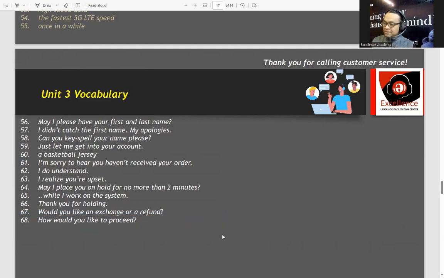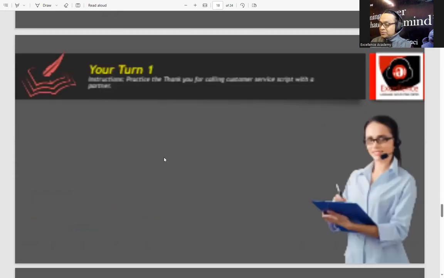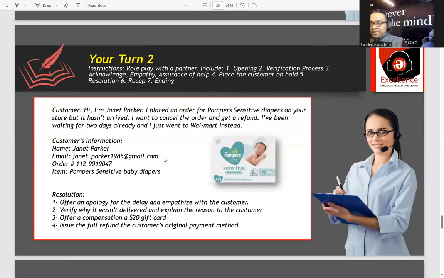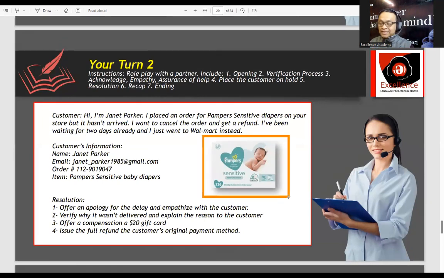Okay. So that's the vocabulary that you need to learn for this lesson. And you're going to practice a role play situation as well. In this particular role play, we're going to have the customer, and she's going to be calling in about diapers. Yes, diapers. That's the item or the product that she bought.